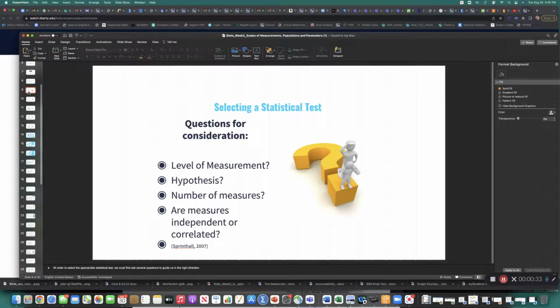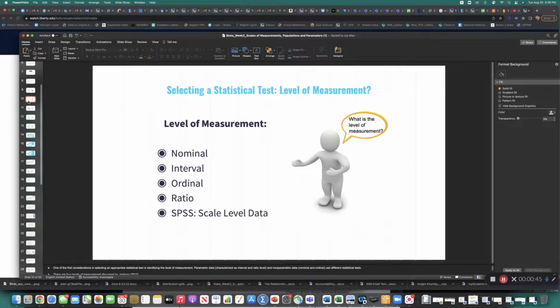So a few things that we need to unpack are: what is the level of measurement? What type of hypothesis are we using? How many measures do we have? And are the measures independent or correlated? The 4 levels of measurement are nominal, interval, ordinal, or ratio.